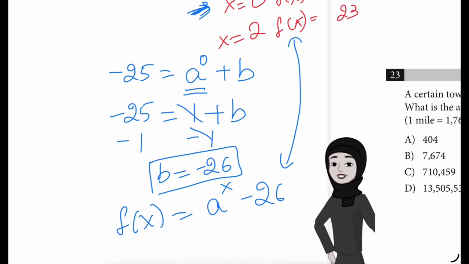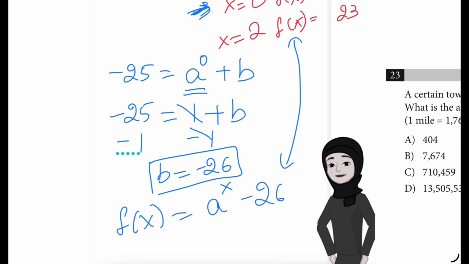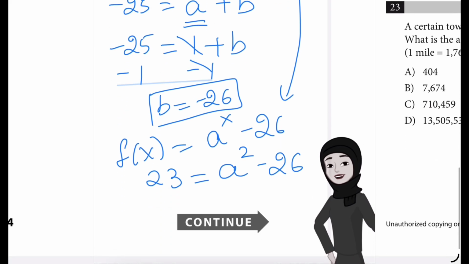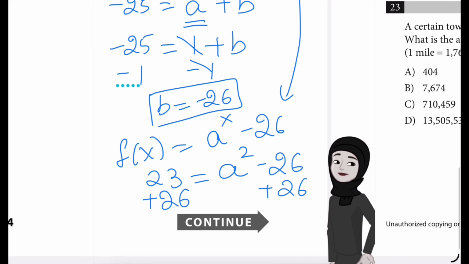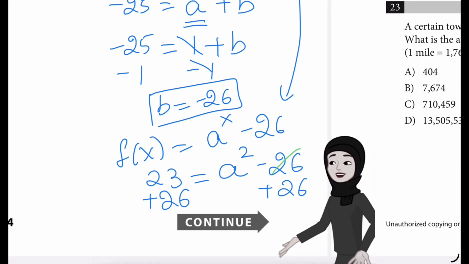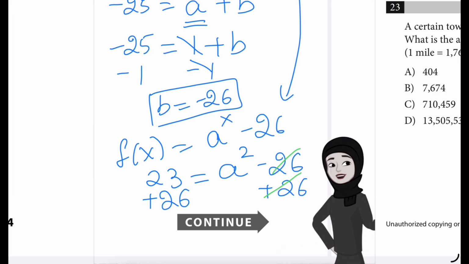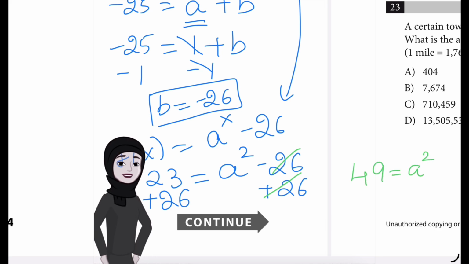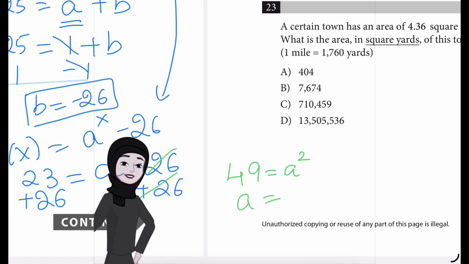Now I can use the other input and output to calculate a. So this time 23 is equal to a raised to the power of 2 minus 26. And we can add 26 to both sides to get the value of a squared first. So add 26 to both sides, you will get 23 plus 26. 6 plus 3 is 9, 2 plus 2 is 4. So 49 is equal to a squared. Now to get the value of a, we will take the square root on both sides.